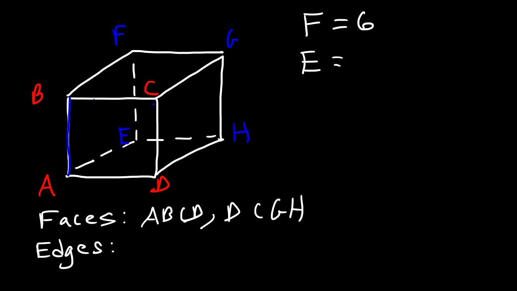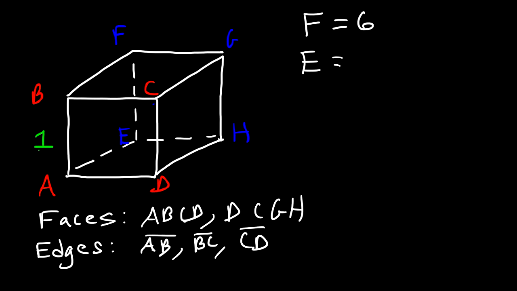Segment AB is an edge, so we can represent it like this. BC is also an edge. And CD, that's an edge as well. So let's calculate the total number of edges.